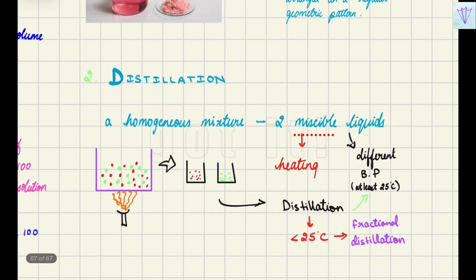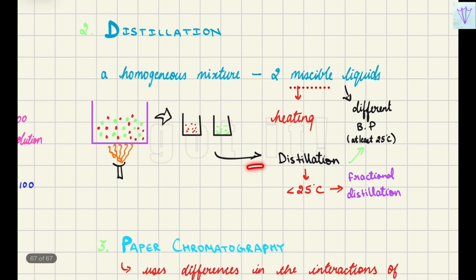The next process is distillation. It is where a homogeneous mixture of two miscible liquids has different boiling points, with a difference of at least 25 degrees Celsius. So when you have two miscible liquids with different boiling points and you heat them, then one will start to evaporate, and when you collect it, you will have the two separate liquids, and this is how you do the distillation process. If the difference between the two liquids is less than 25 degrees Celsius, then we perform fractional distillation.